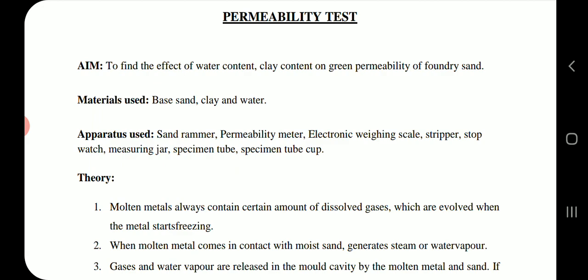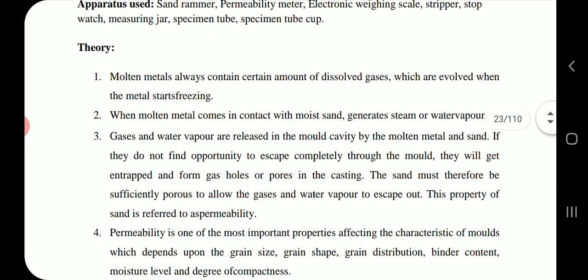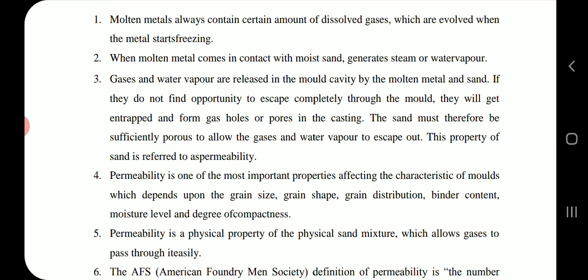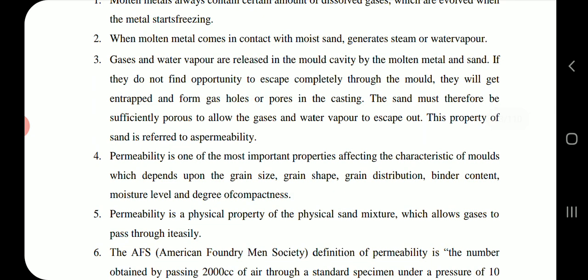Theory: molten metals always contain a certain amount of dissolved gases, which are evolved when the metal starts freezing. When molten metal comes in contact with moist sand, it generates steam or water vapor. Gases and water vapor are released in the mold cavity by the molten metal and sand. If they do not find an opportunity to escape completely through the mold, they will get entrapped and form gas holes or pores in the casting.